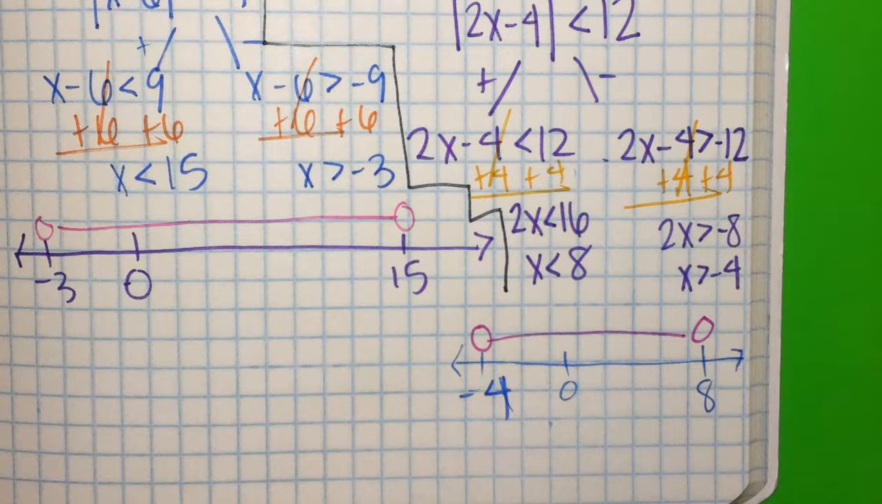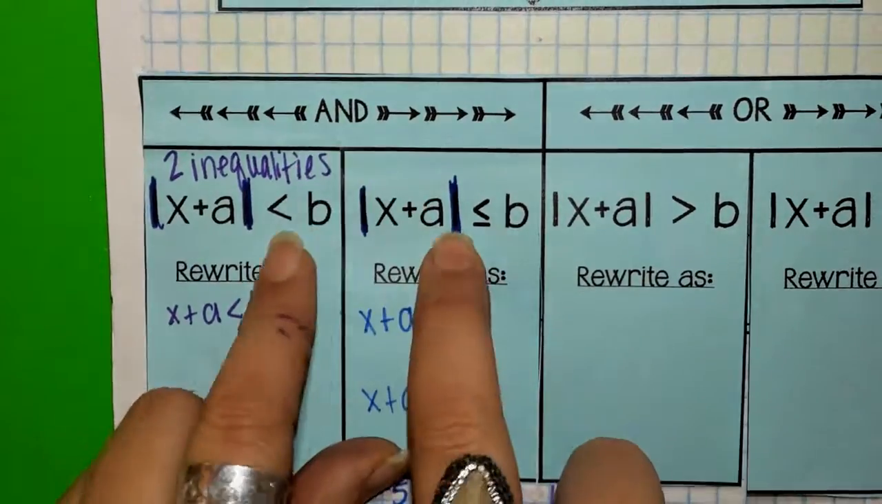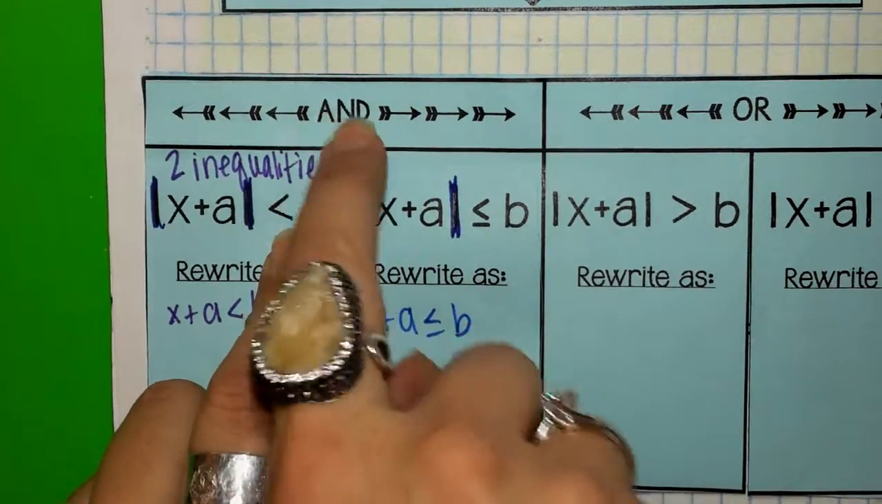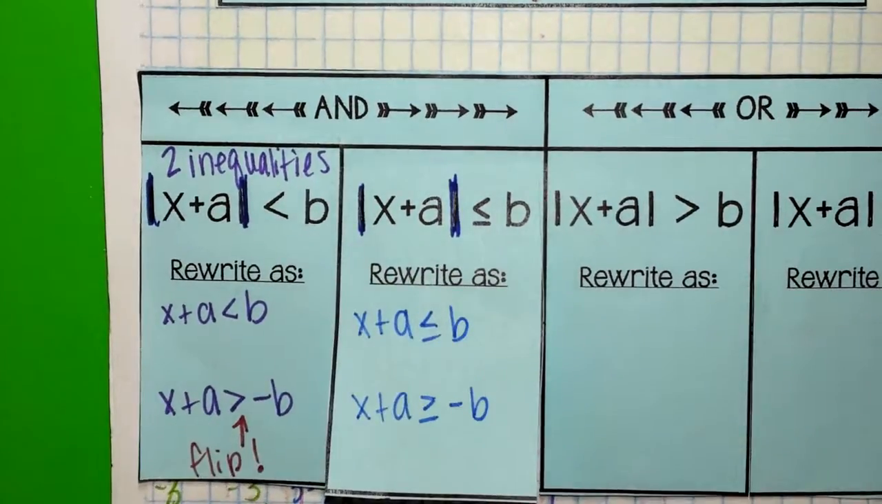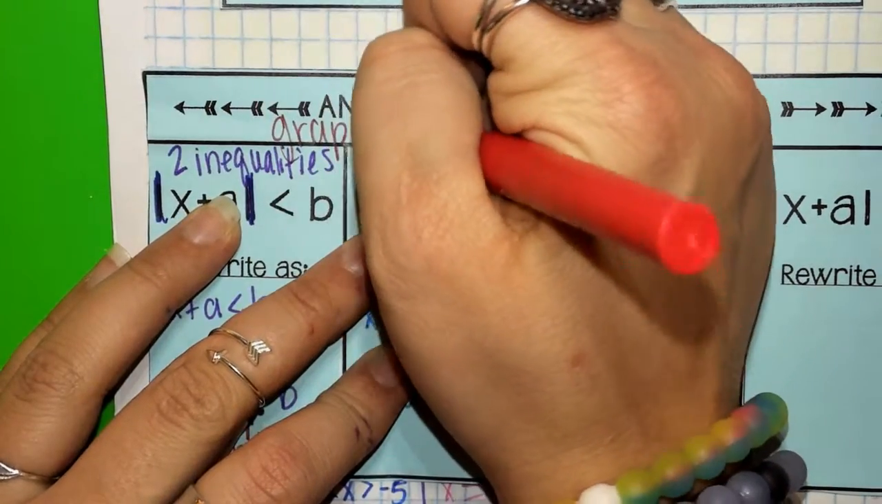Alright, are we ready? Let's do this. Okay, so less than is an and. That's both of the less than are over here on this side and they connect. So let's write that the graph connects.